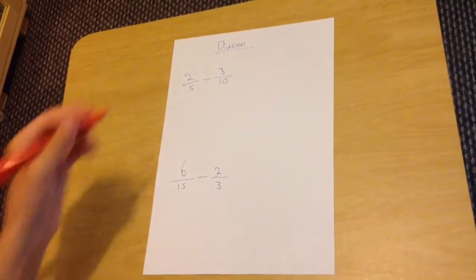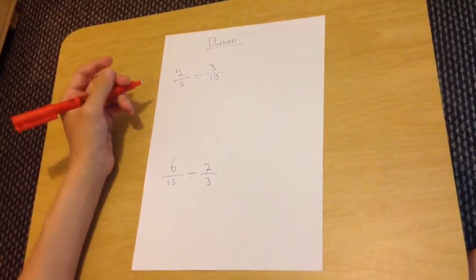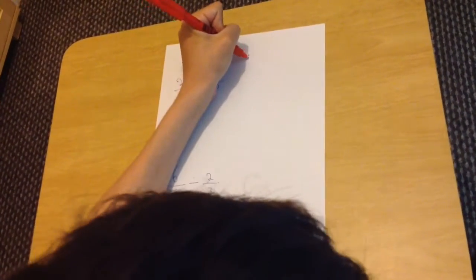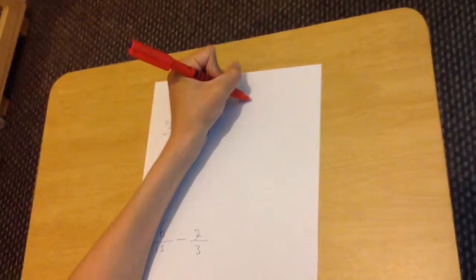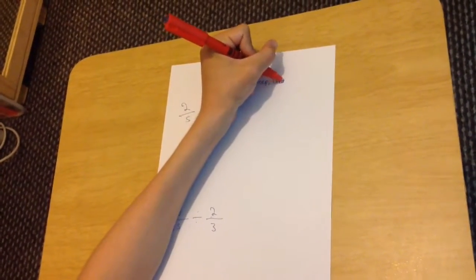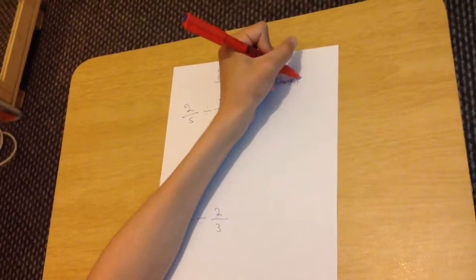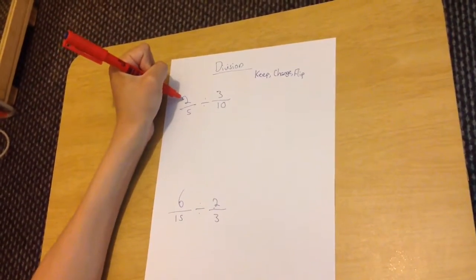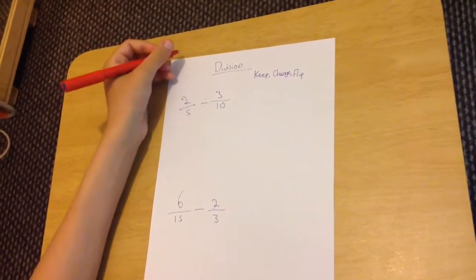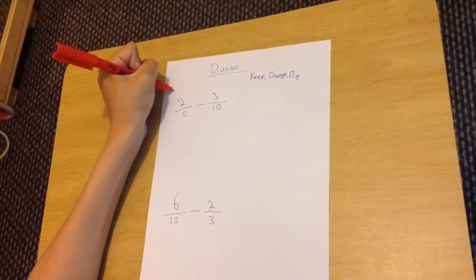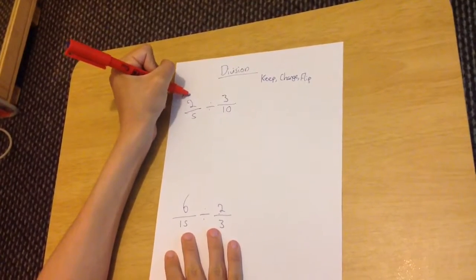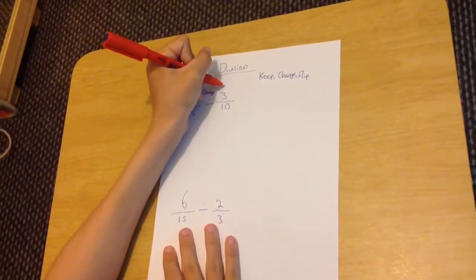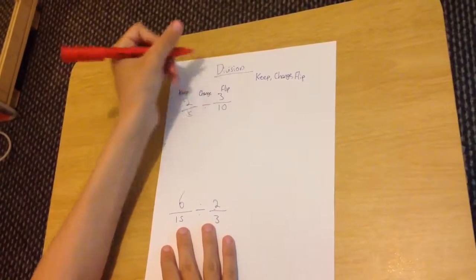Next one, division. This is a bit more complicated than the other three, and to make these easier I use a process called keep, change and flip. And that's what you do to each of the sections. So for this one, 2/5 divided by 3/10. For the first fraction I'm going to write keep, then the division sign in the middle I'm going to write change, and then on the last one I'm going to write flip. And I'll write below what's going to happen.